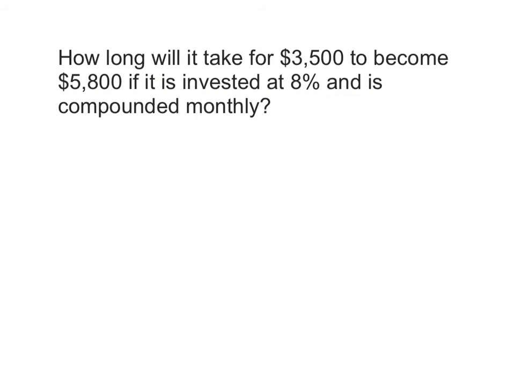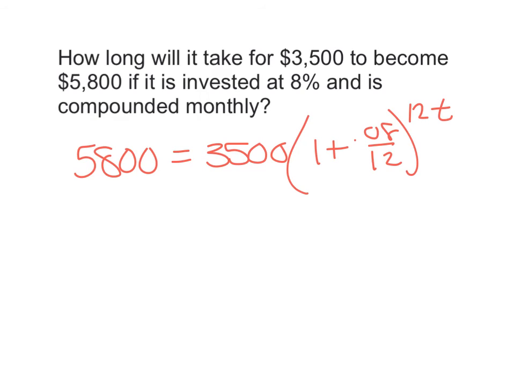So let's tackle another one. We're going to solve this again both graphically and algebraically. How long will it take for $3,500 to become $5,800 if it's invested at 8% and is compounded monthly? All right, you got the algebraic part, get it set up. Pause it, don't cheat yourself, and I'll get mine set up. All right, quick check. The only thing I didn't know was the time, so it should look exactly like this.